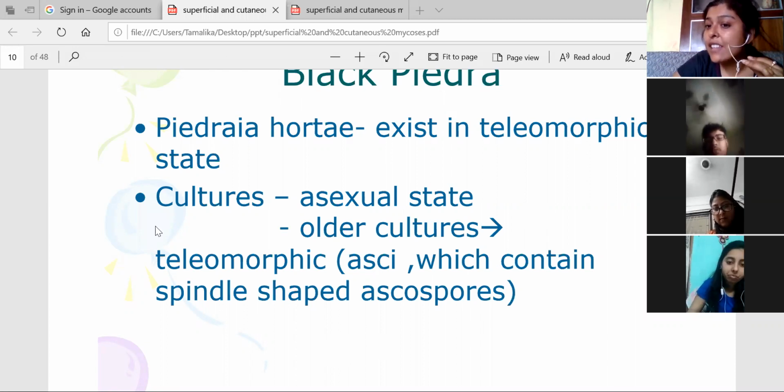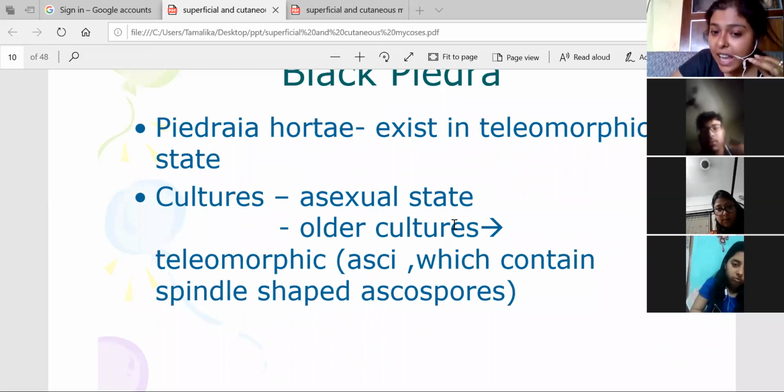So they are basically ascomycetes, and that is why they have the asci. Am I clear or not?